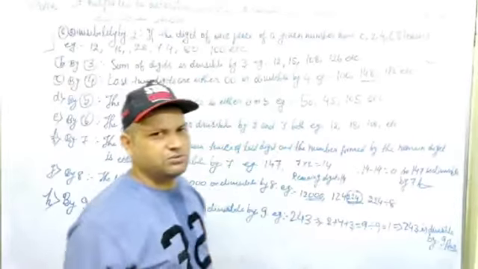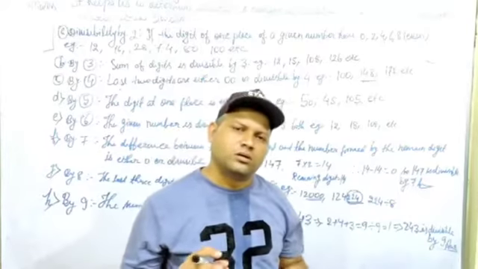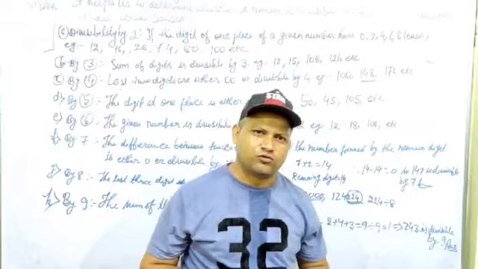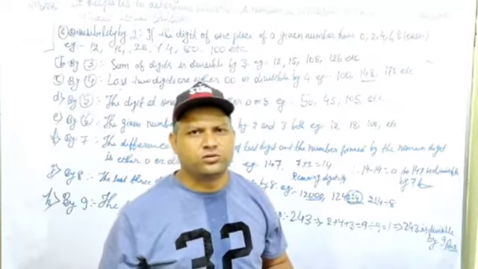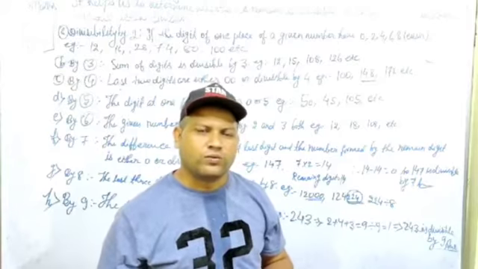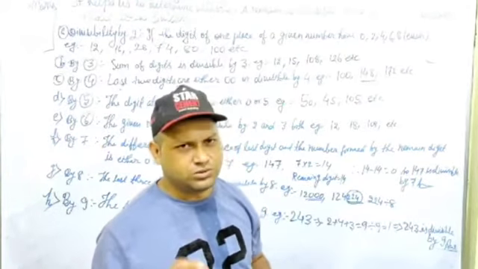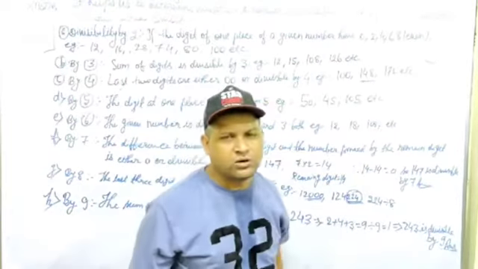Now the divisibility rule of 6. If the number is divisible by 2 and 3, then we can say that the given number is divisible by 6. As for example 12. 12 is divisible by 2 and 12 is divisible by 3. So we can say with confidence that 12 is divisible by 6. As for example 108.